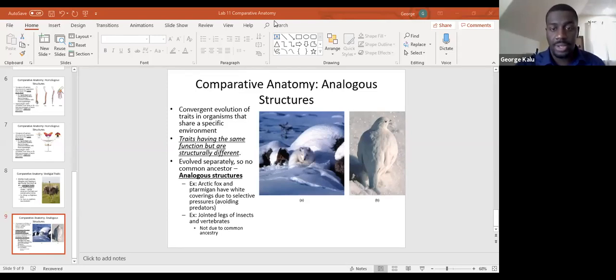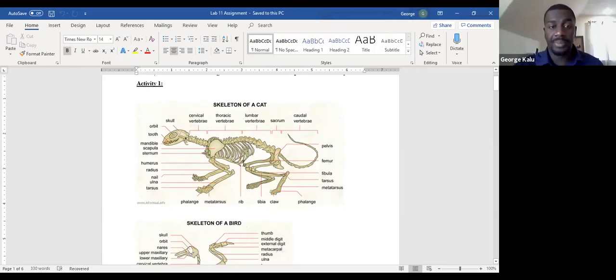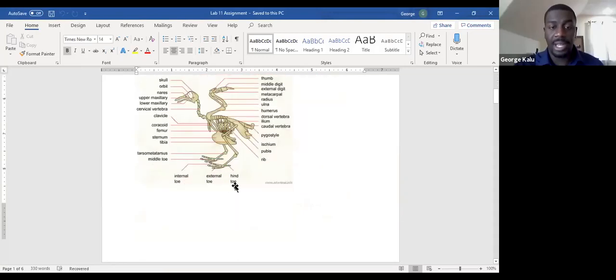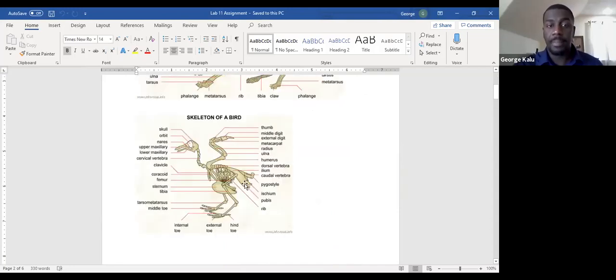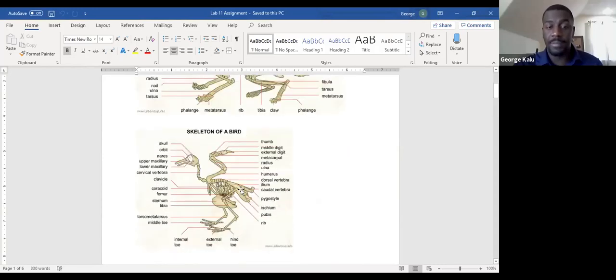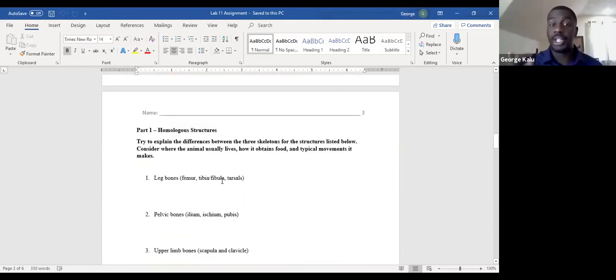So what I'm going to do is show you what we're going to be doing for lab. The first activity is looking at the skeletons of three different organisms. We're going to have the skeleton of a cat, the skeleton of a bird or chicken, and the skeleton of a human. All of the bones are labeled for your use. After you look at the structures and names of the bones and how they're built, the next thing you're going to do is look at the leg bones of the cat, the chicken, and the human.